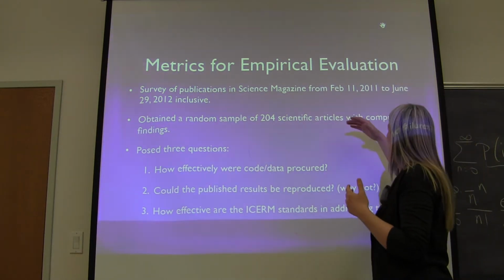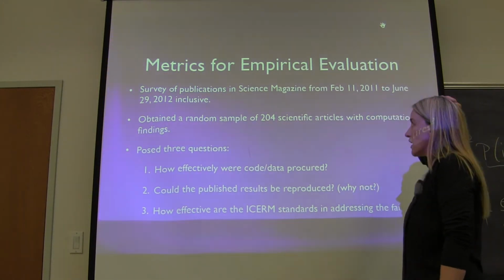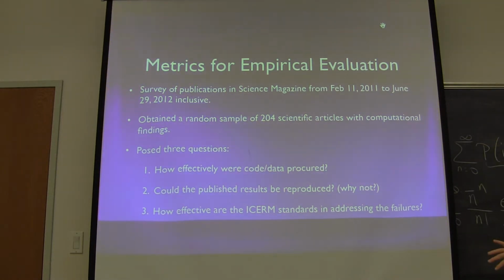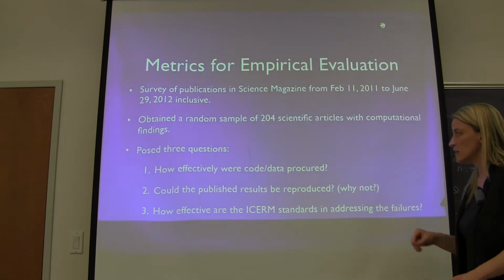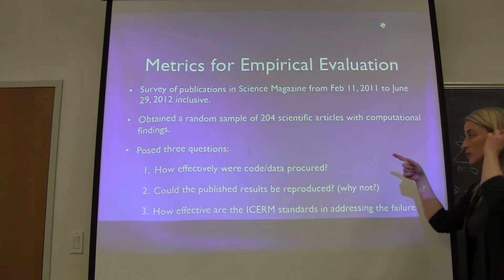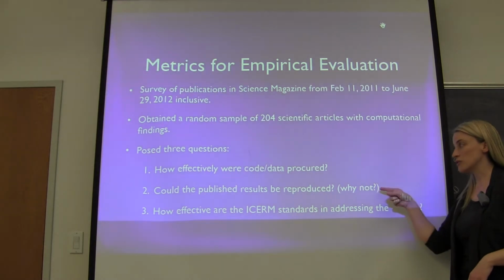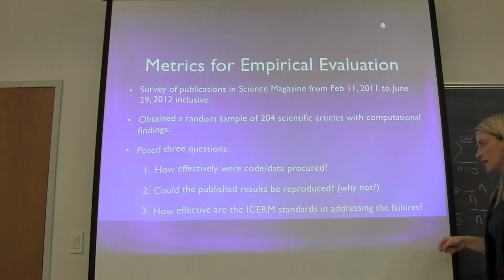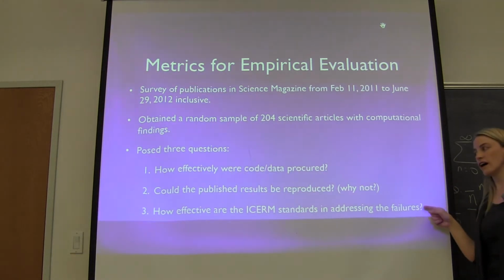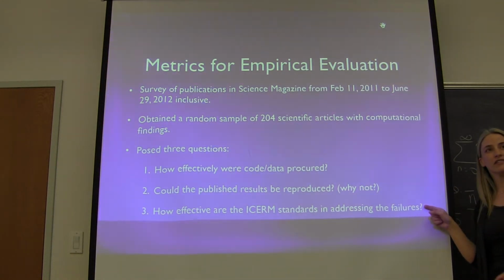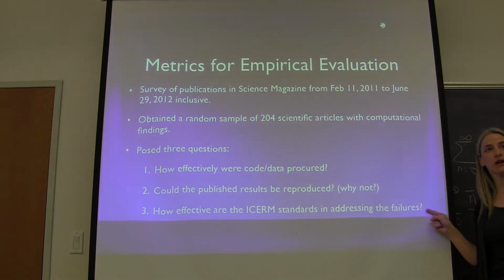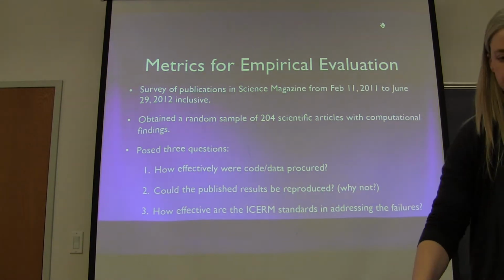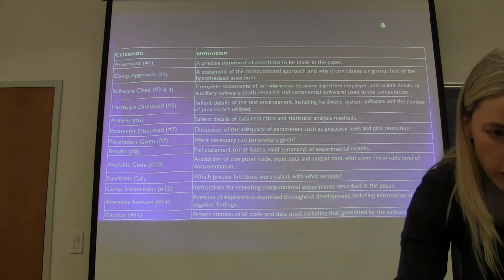So we took a sample. We went through from February 11 to June 29th, so a little over a year. We skimmed out all the computational articles, the ones with real findings. Then we took a random sample of 204 of these articles, and we asked, can we get the code and data from them? So is their policy effective? Can we reproduce the results if we got the code and data? And then would these iSerm standards, the ones that I just dragged you through, the whole huge list and the unreadable table, have been effective in remedying any failures that we saw when we did this? Okay.